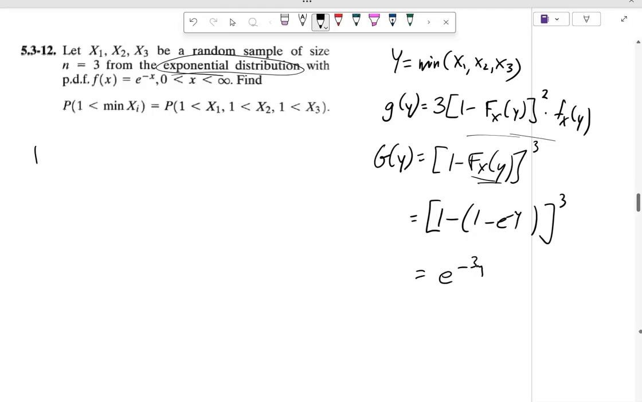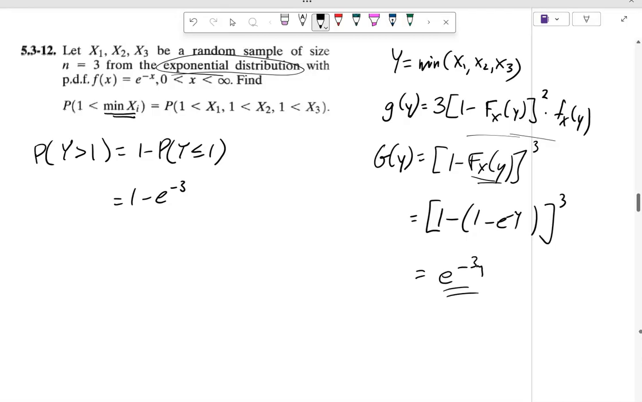This problem's asking for the probability that this is my y now, isn't it? Y is greater than 1. How do I convert that to a question about the CDF? 1 minus. So I have 1 minus the probability that y is less than or equal to 1. This is my CDF for y. So we end up with 1 minus e to the negative 3. Just plugging in the 1 for y, I mean. I said that backward.